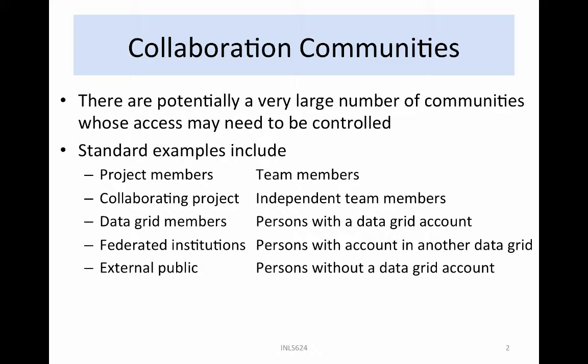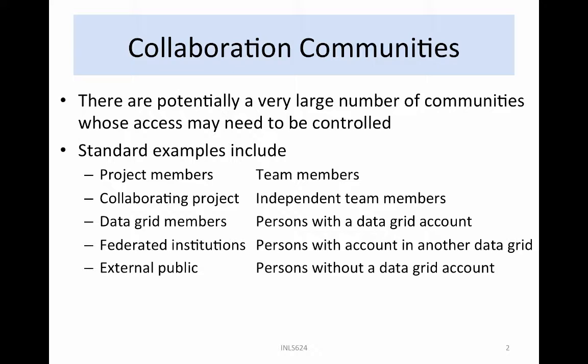There are potentially a very large number of communities whose access may need to be controlled. Standard examples include project members. Team members typically have access to all datasets and are able to both read and write. Collaborating project participants from other institutions may be granted tickets that provide access to specific datasets. Data grid members: data may be shared directly with persons who have a data grid account. Federated institutions: federation enables persons with accounts in other data grids to gain direct access to data. External public: datasets can be given anonymous access for persons without a data grid account.